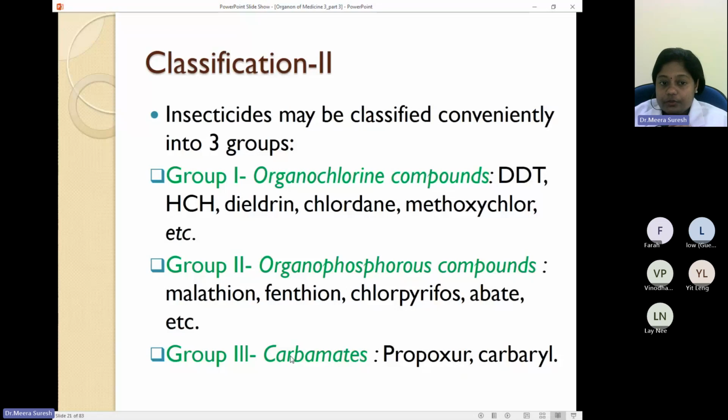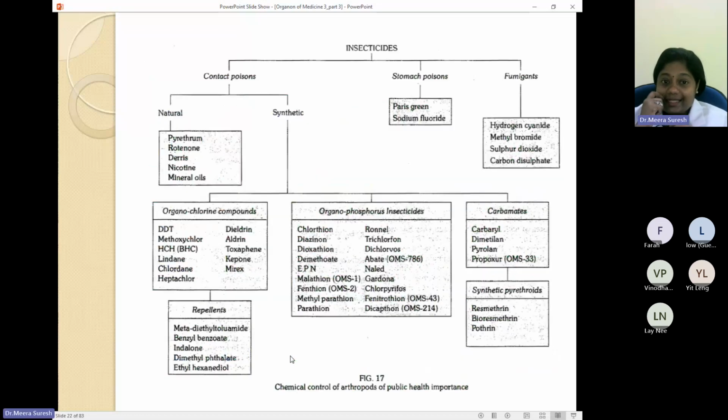You can expect MCQs from this, like DDT being asked in which category it belongs to, or the other way around, one example of an organochlorine compound. So some MCQs you can expect from this. You need to study only the main ones actually. So this is a chart indicating the different classification of insecticides. I don't want you to memorize all these things by heart, but at least the very important ones you should be knowing. So you can see they have been classified mainly into contact poison, stomach poison, and fumigants.